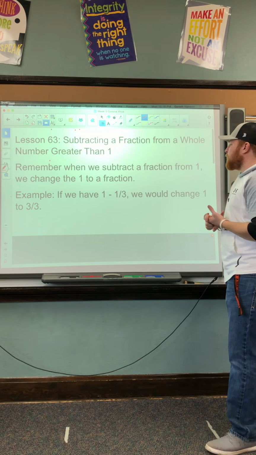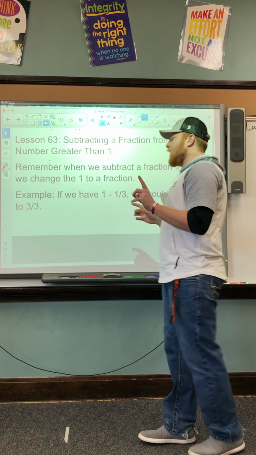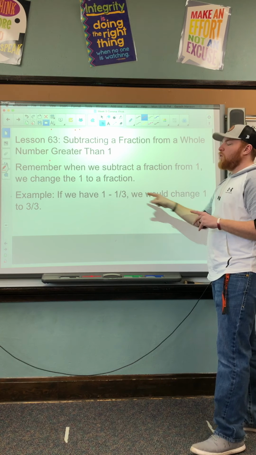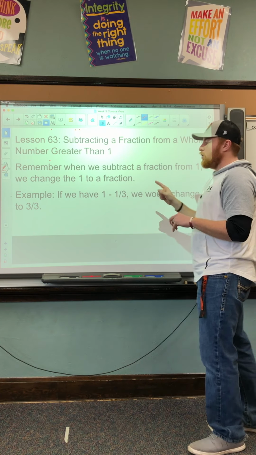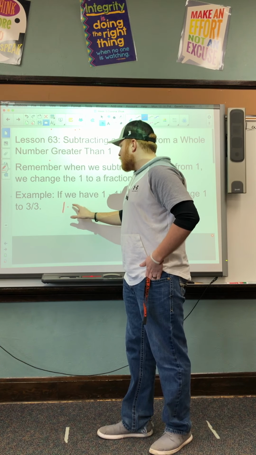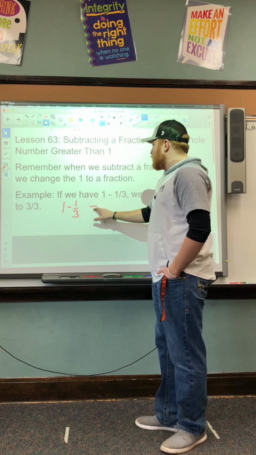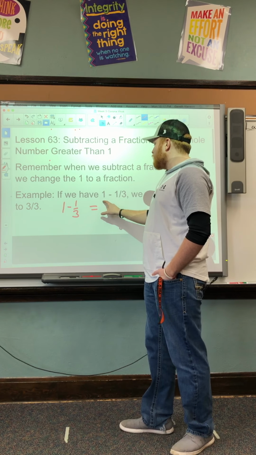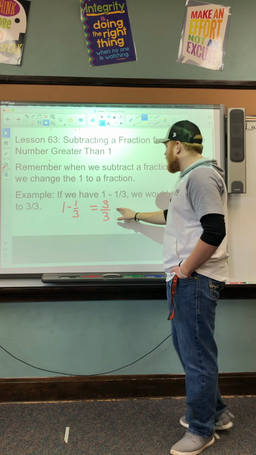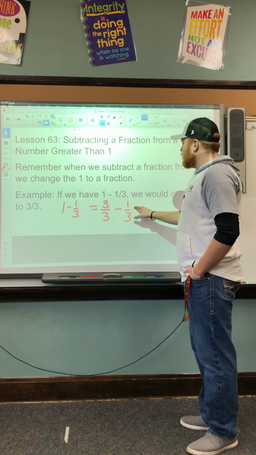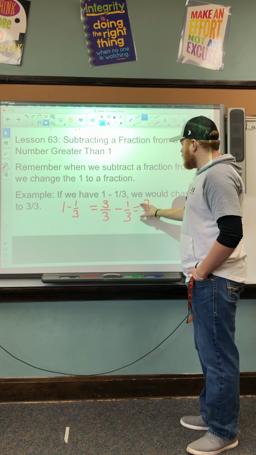Remember, when we subtract a fraction from 1, we change the whole number 1 to a fraction. So for example, if we have 1 minus 1/3, we would change the 1 to 3/3, so then it would be written like this. The fraction we would change it to is 3/3 because we want to keep the denominators the same. And then 3/3 minus 1/3 would be 2/3. Okay, so that would be our answer.